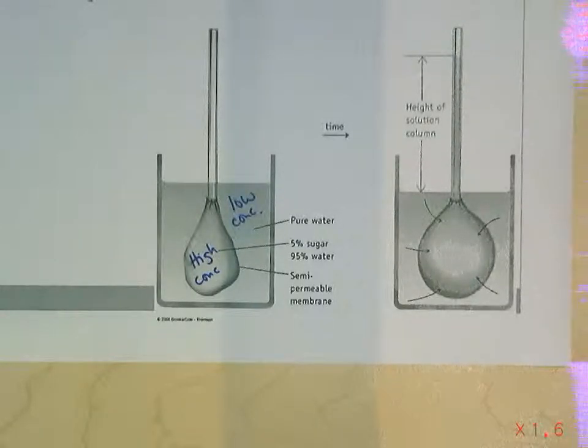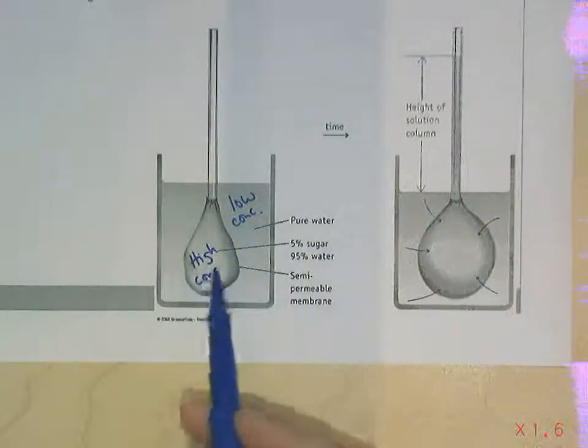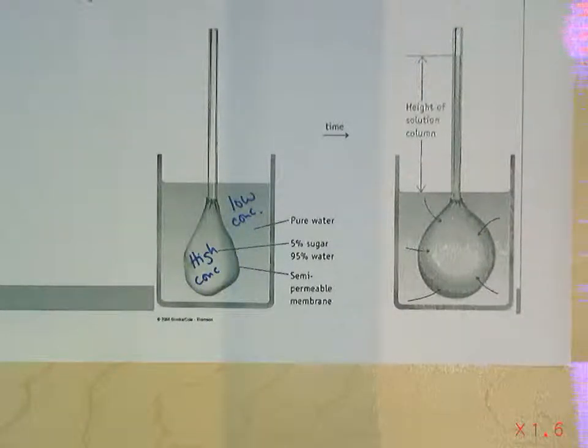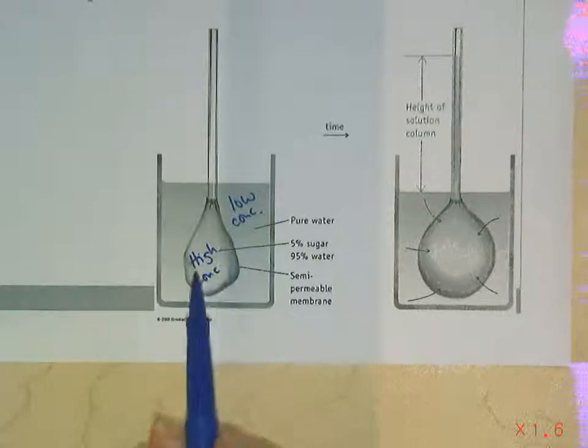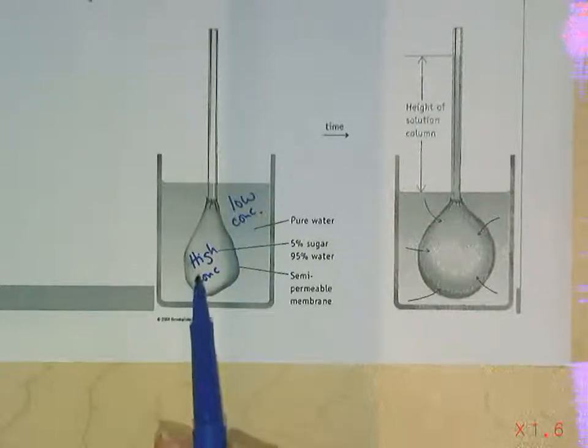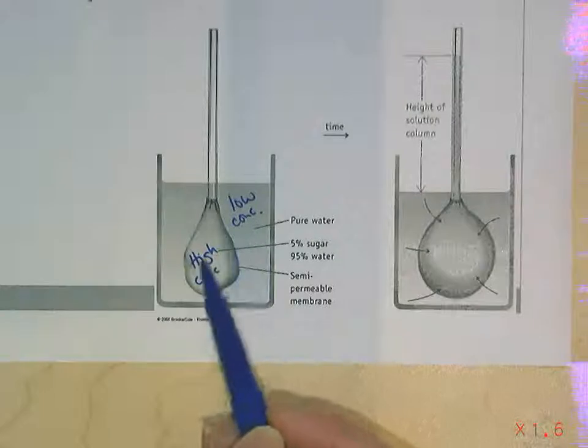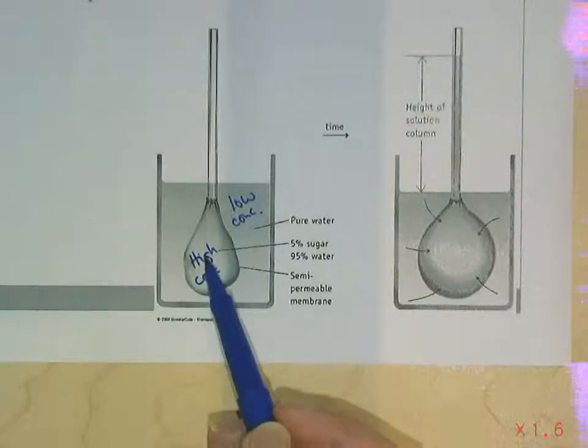And the reason for that, it wants to get both concentrations the same, right? So this has very little, this has a lot. So it's going to dilute it by adding more water inside the bag so that the relative concentration goes down inside the bag.